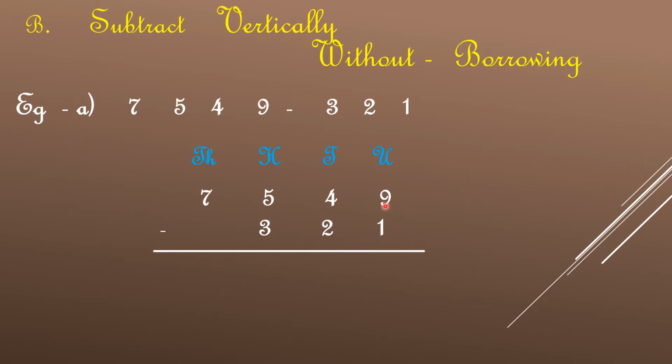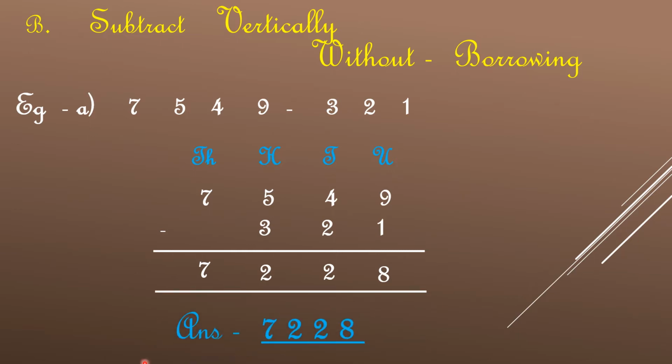From 9, if I subtract 1, I get 8. From 4, if I subtract 2, I get the answer 2. 5 minus 3 is again 2. And 7, since there is no number below it, the same number comes down. 7228. So that's my answer. The answer for the sum is 7228. This is simple subtraction where you don't need to borrow.